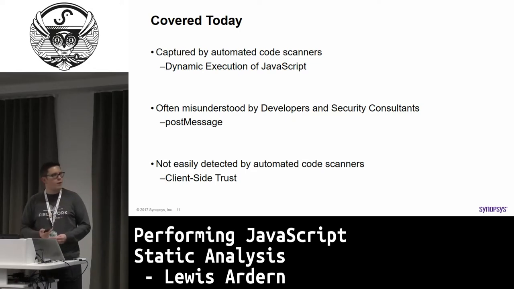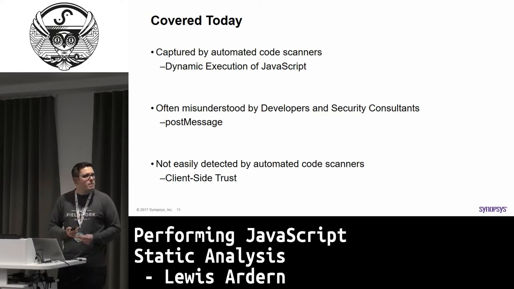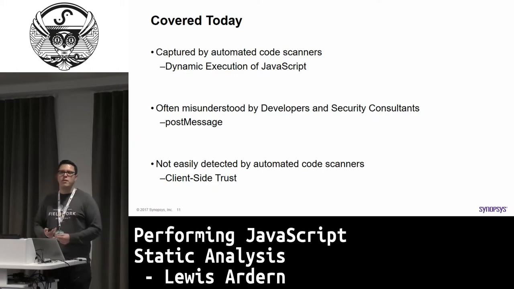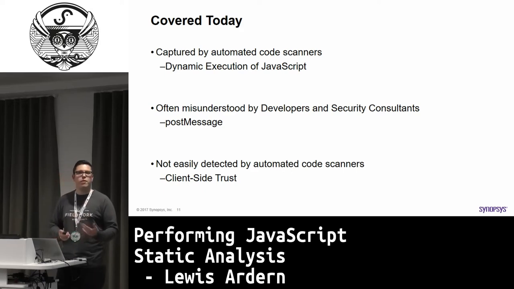And then I'm briefly going to talk about client-side trust. This is what automated tools generally don't find. When you think about the client, there are things like authorization, which are done on the server, but the tools don't know that you're implementing these things, and they can only identify actual implementation bugs rather than design flaws.